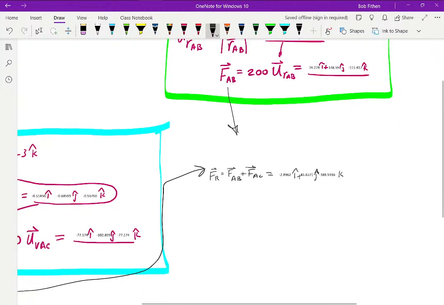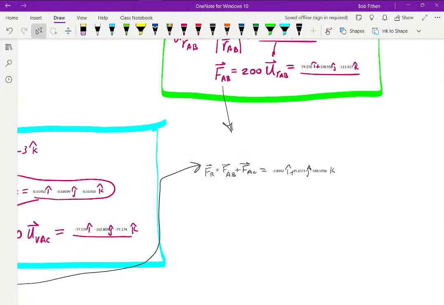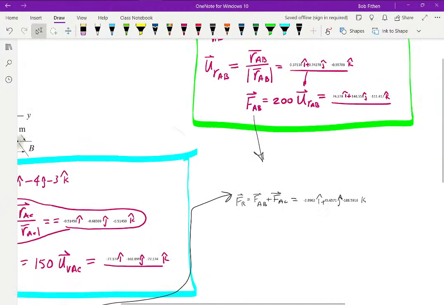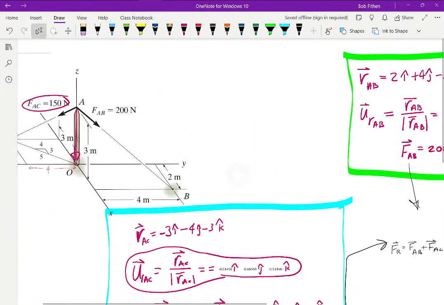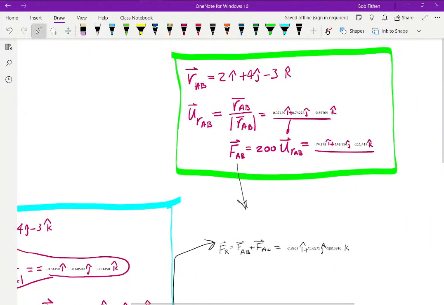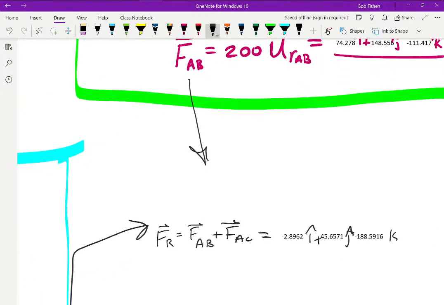Now the final thing is, what are you asking for? Well, first of all, let's take a look at the picture, and we're going to basically determine that, okay, so I'm going to copy this down: minus 2.9 I plus 45.6 J minus 188.6 K.